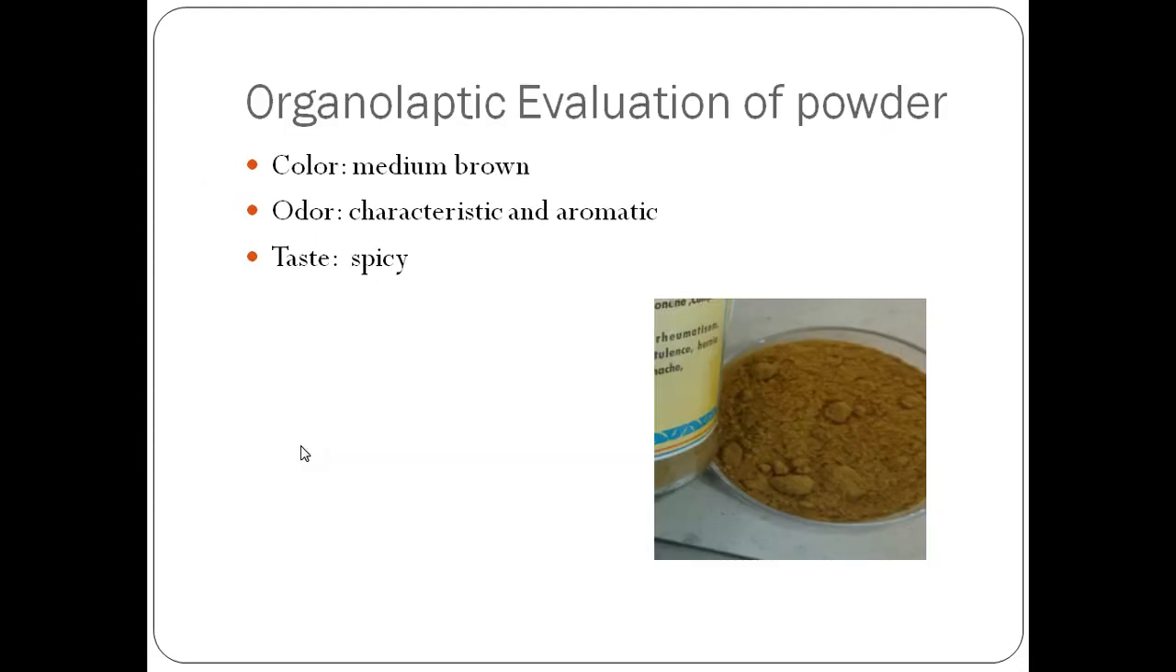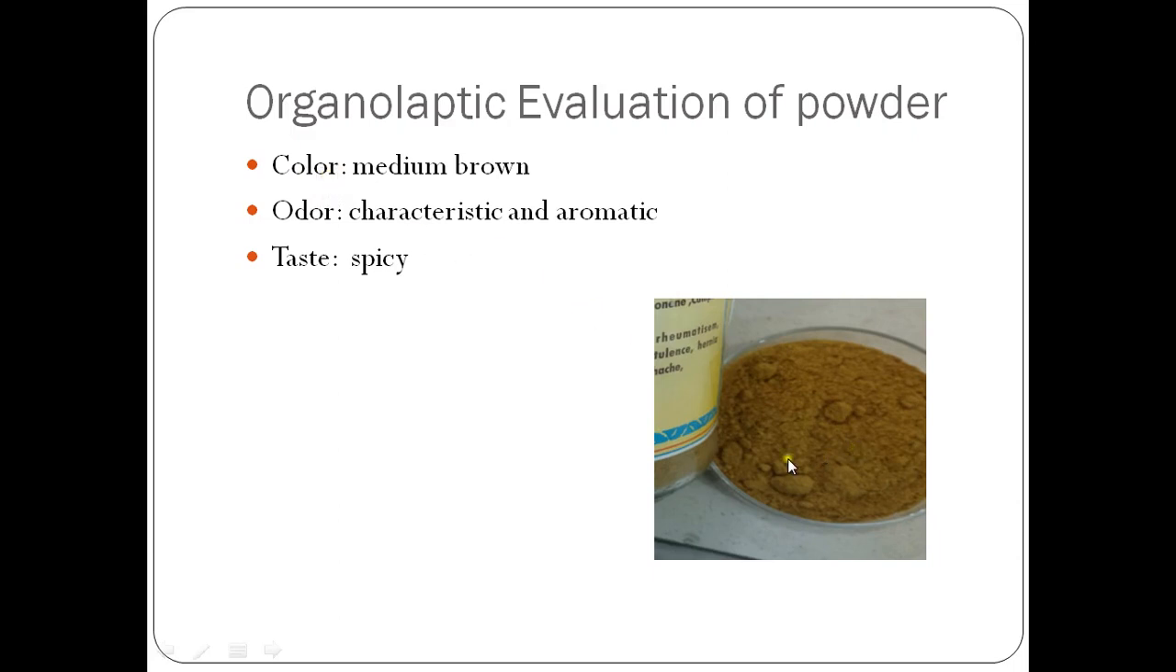Now, before proceeding to the microscopic character, first of all, we will study the organoleptic features of the powder. As the drug has been ground, we can only observe three of the organoleptic characters, that is its color, its odor, and its taste. All of these organoleptic features are specific for an individual drug.